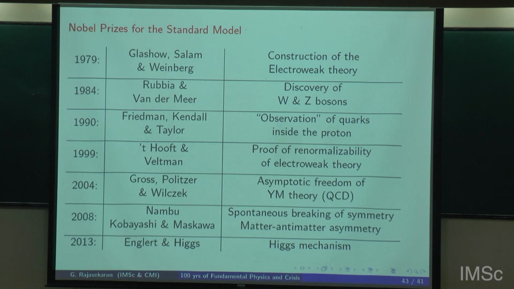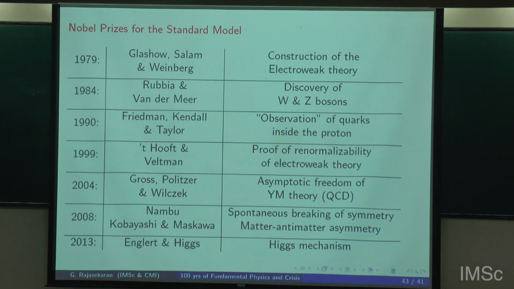And the other part, QCD, of course, has renormalizability. So the full standard model is as renormalizable as electrodynamics is. So as decent as electrodynamics is. Gross and Politzer separately discovered the asymptotic freedom of Yang-Mills theory, namely Yang-Mills theory applied to QCD. That is how Yang-Mills theory was used to construct QCD.